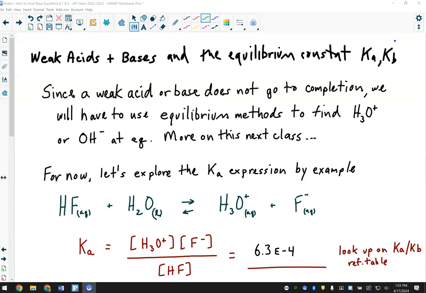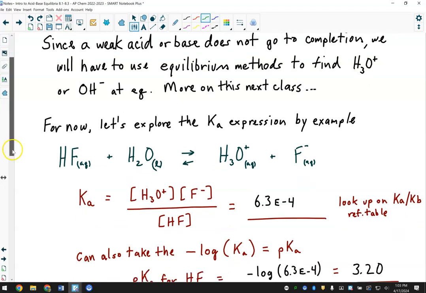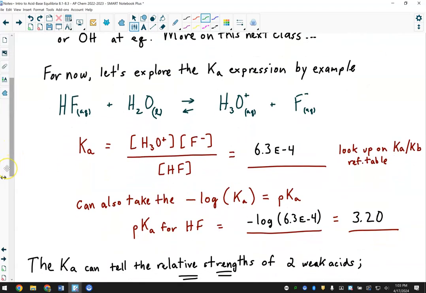Okay, so let's look at this equilibrium expression. We can use hydrofluoric acid as an example. Of course, that's your reaction. How would you write the Ka? Well, I have it written in there, right? It's going to be hydronium times fluoride ion concentration over the concentration of the undissolved hydrogen fluoride. And you can look up this Ka.